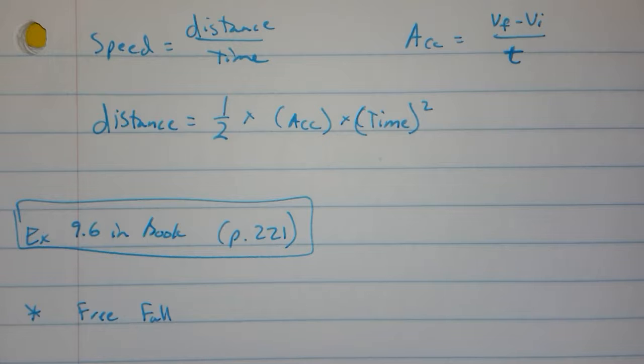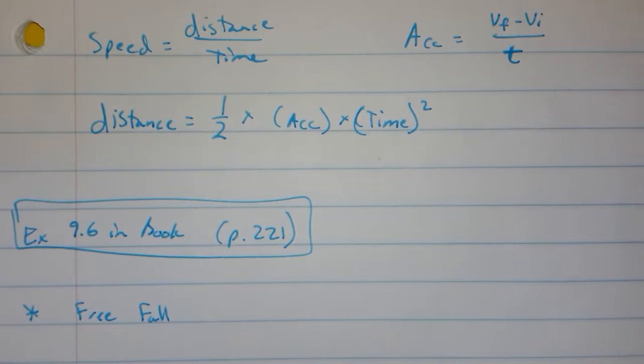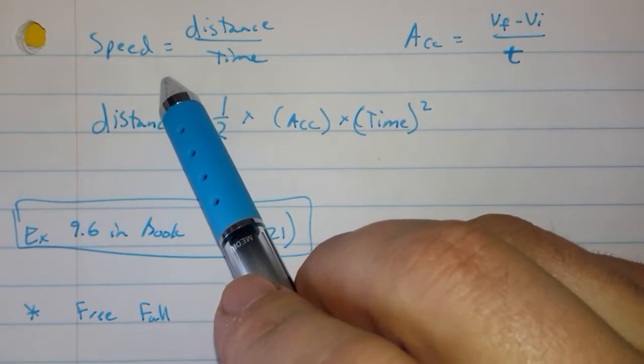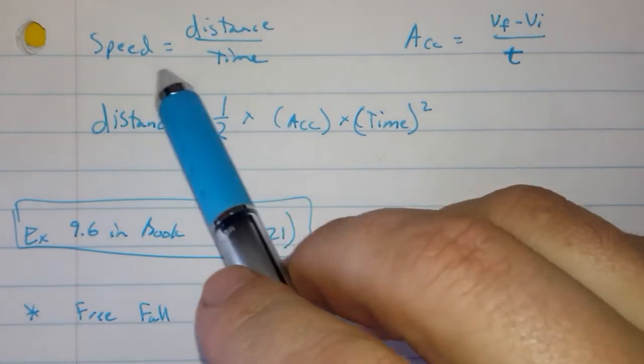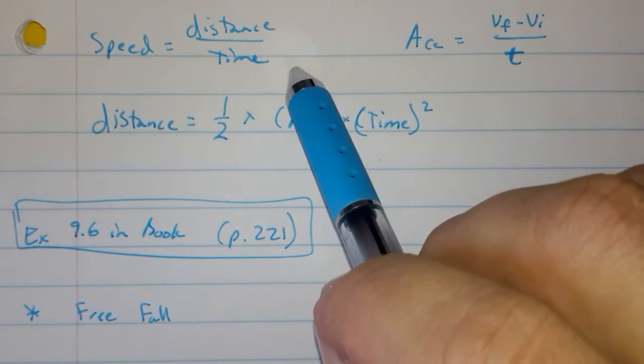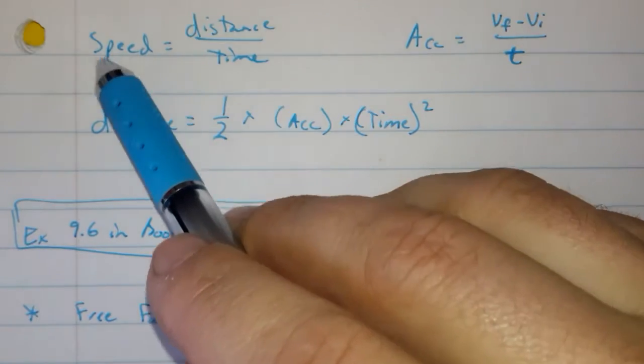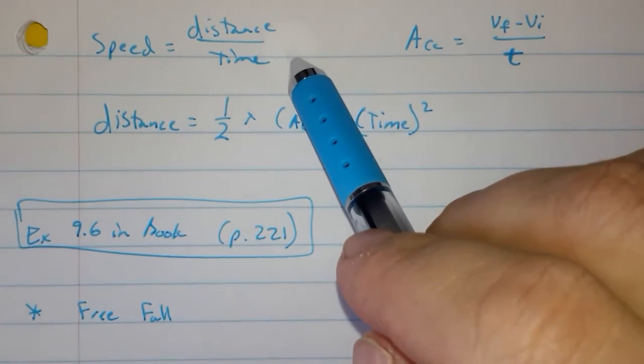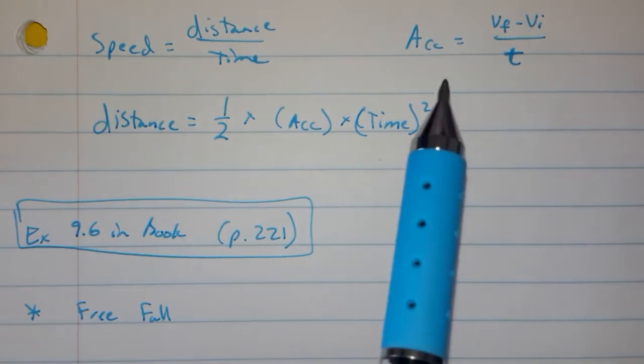Let's go over a couple things real quick, and then we'll do that example from 9.6 in the book on page 221. So just a little bit of a review. We've got speed is equal to distance over time. That was the first thing that we covered. One thing that's on here is not velocity. Velocity is just a speed, but it has a direction, so it's directional.